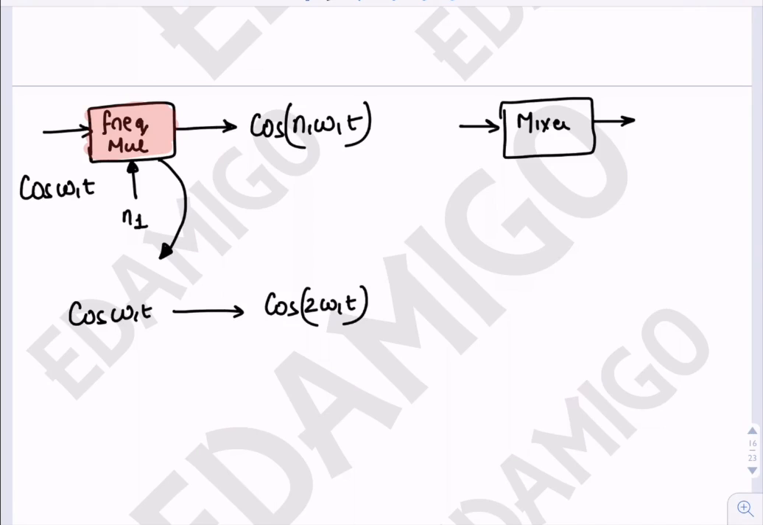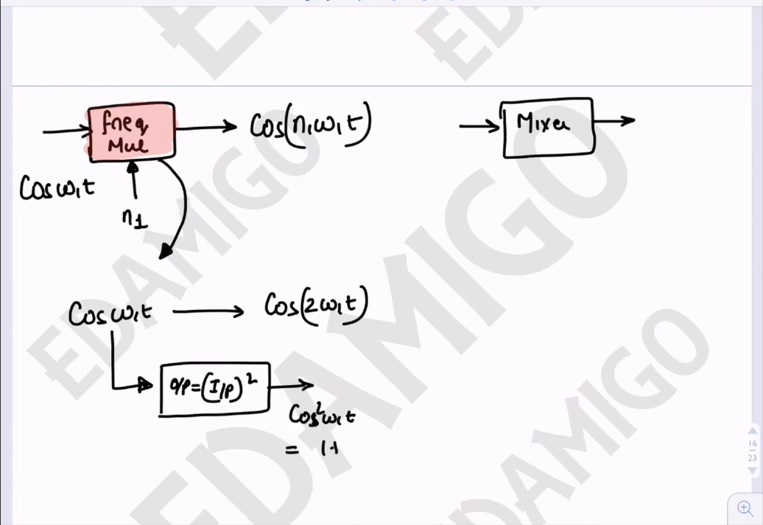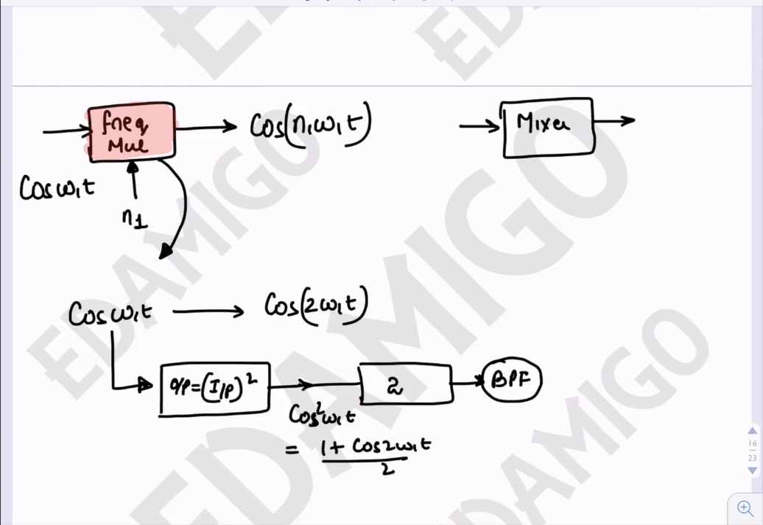Suppose we have cos(omega_1 t) and we want cos(2 omega_1 t). So what will we do? We will pass this signal through a nonlinear device whose output equals input squared. So we get cos^2(omega_1 t), which equals (1 + cos(2 omega_1 t))/2. This system is followed by an amplifier which has a gain of 2 and a band pass filter which has a center frequency of 2 omega_1. Then we will get this result.